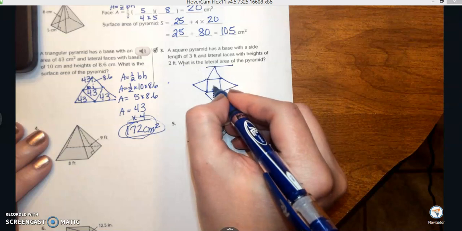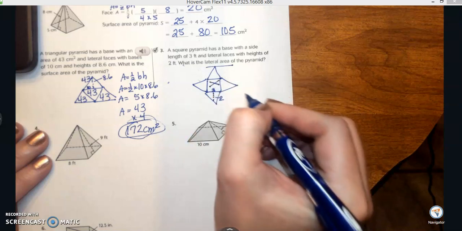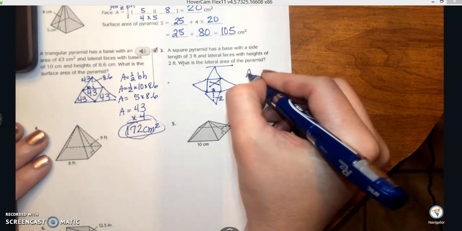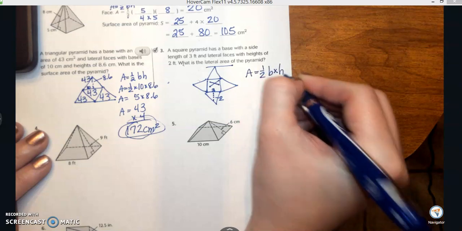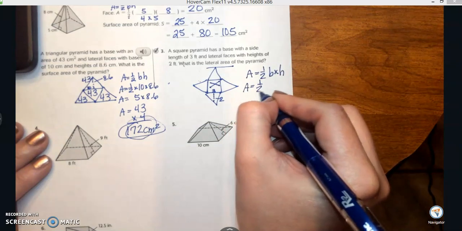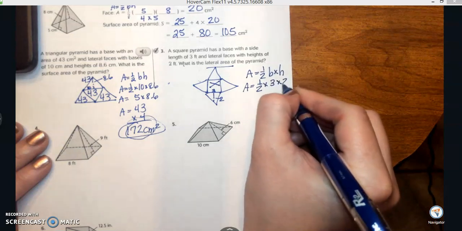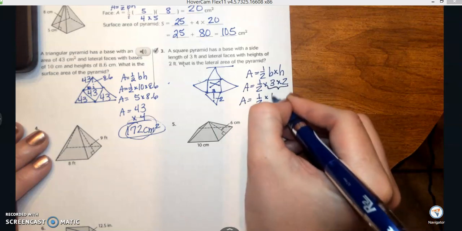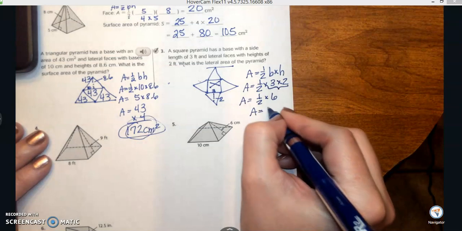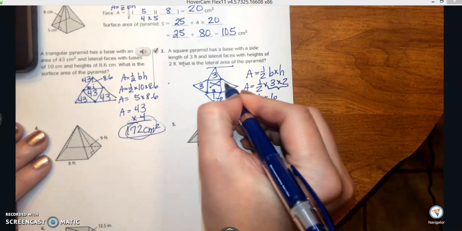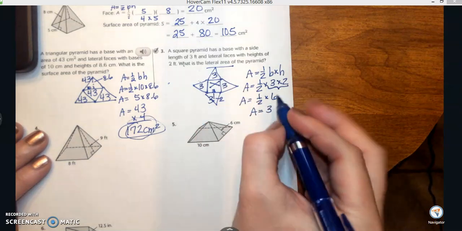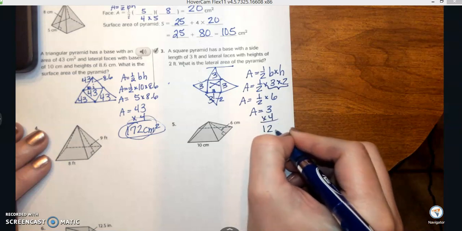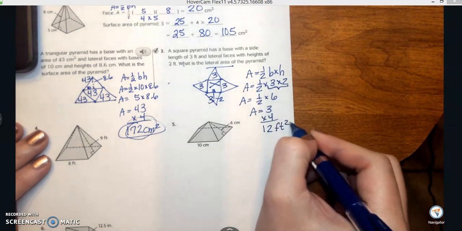So I'm not going to have to worry about getting the area here. So I'm just going to put an X so I know I don't have to find the area of the square. So I'm going to use the formula area equals half base times height. So I'm saying half of 3 times 2. I'm going to say 3 times 2 first, which is 6, and half of 6 is 3. So that means each of the lateral faces on the outside is 3. So to get my lateral area, I would multiply by 4 to get 12, and that would be feet squared.